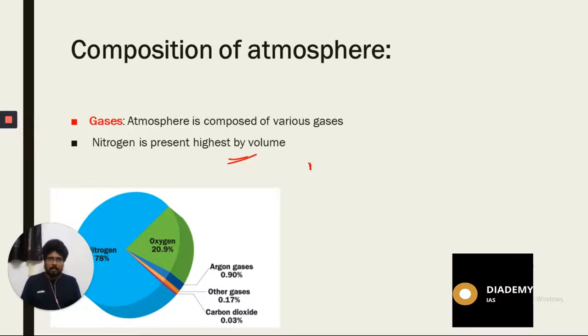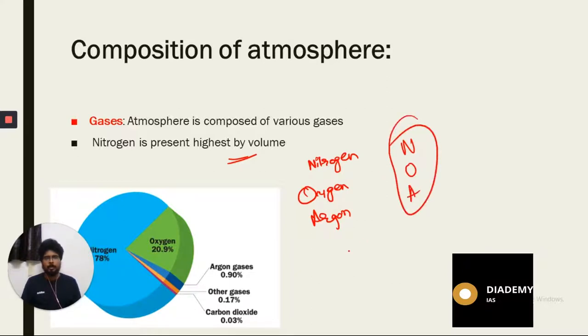The top three gases are nitrogen, oxygen, argon. NOA. Remember like this, NOA. This is how you have to remember. And after that comes the carbon dioxide and others. But these four are mainly important for you. Remember: nitrogen, oxygen, argon, carbon dioxide. These four are the important gases.